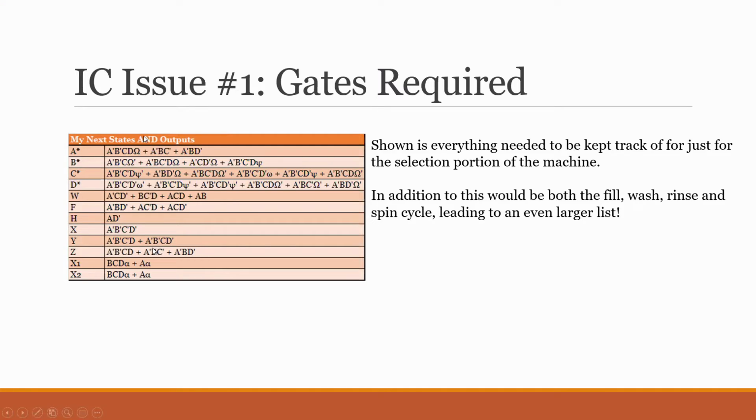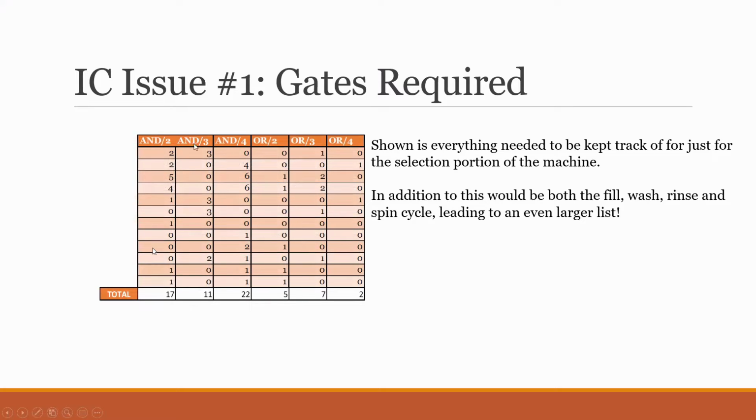So for instance, this right here is for my selector. You can see right here, we have a lot of ORs and a lot of ANDs. And in the next picture, I'm going to show you an implementation for just the B star. Altogether, this is how many ANDs and ORs it would take using up to quad ANDs and quad ORs.